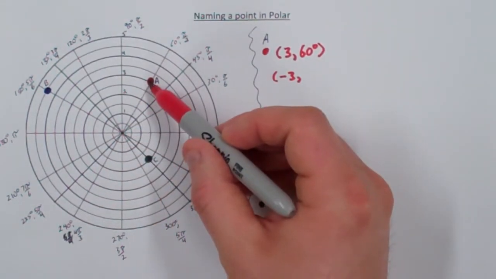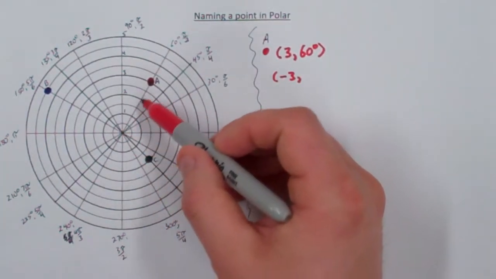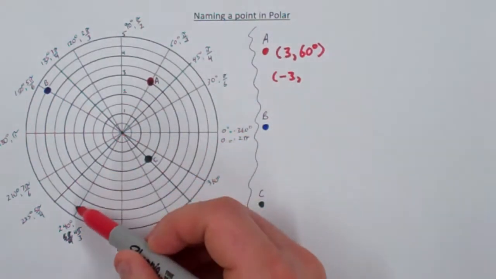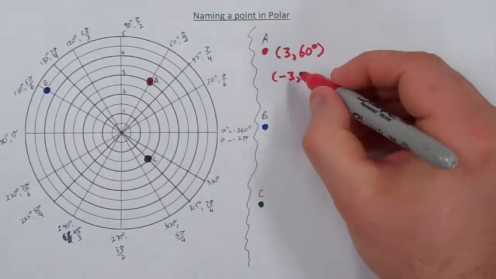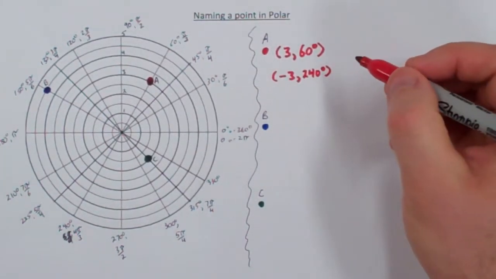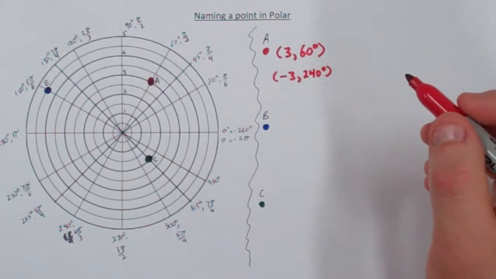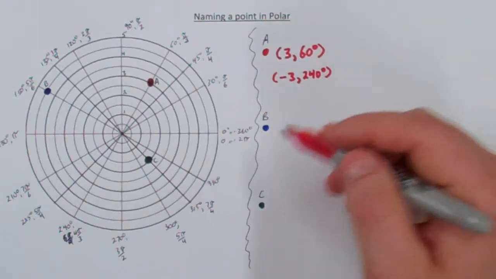So to find the location of A, if you're going to use a negative r, you need to look at this line, and you're going to go to the other side. So instead of 60, this is going to be 240. Another way of figuring this number out is to just add 180 or even subtract 180. That would work as well. Yeah, negative 120 would work.